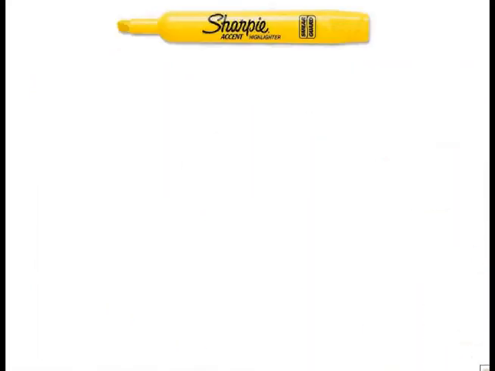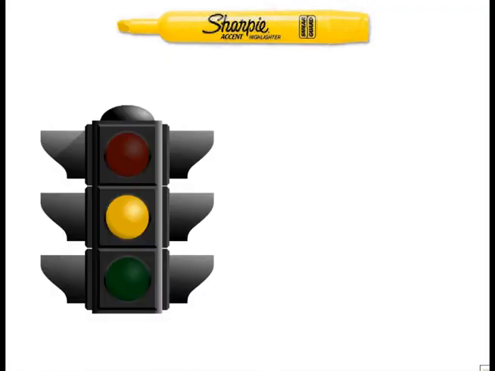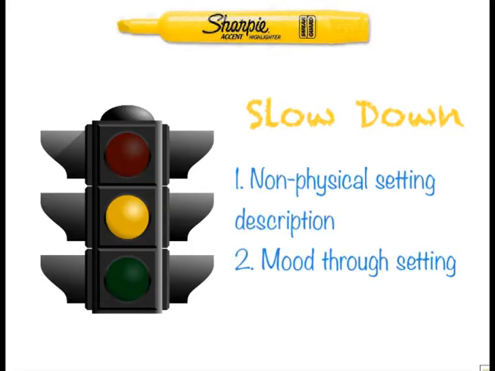Now, once we feel like we have some basic idea of setting, we can move on to our yellow highlighter, our caution light. Our caution light reminds us to slow down and take a little deeper look into our purpose. In our case of setting, we should consider things that maybe describe the setting in a non-physical way, or any ideas of setting that contribute to the mood or feel so far.